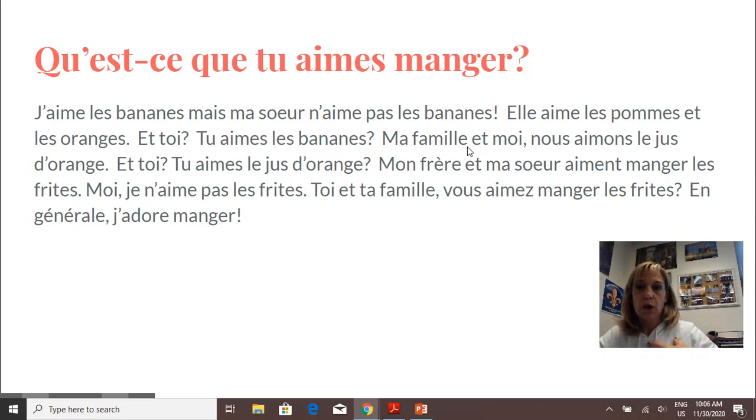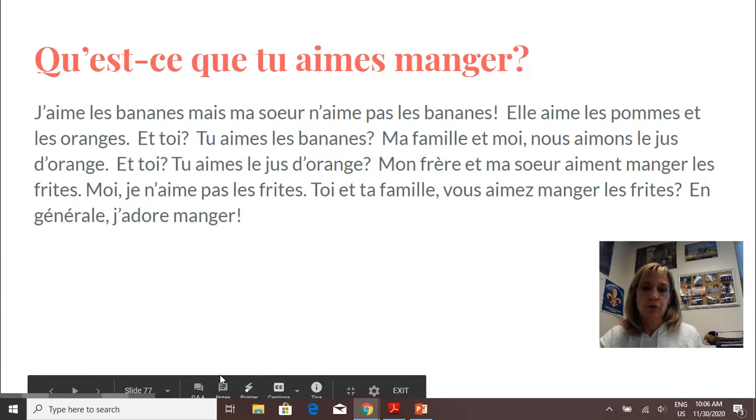Ma famille et moi, nous aimons le jus d'orange. Et toi, tu aimes le jus d'orange? Mon frère et ma sœur aiment manger les frites. Moi, j'aime pas les frites. Toi et ta famille, vous aimez manger les frites? En général, j'adore manger. Okay.